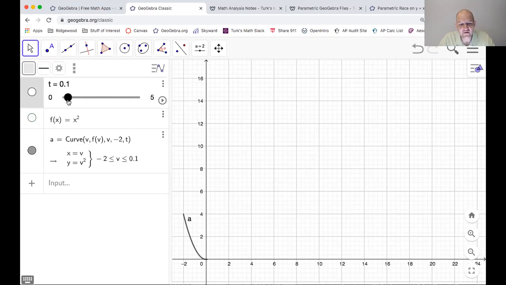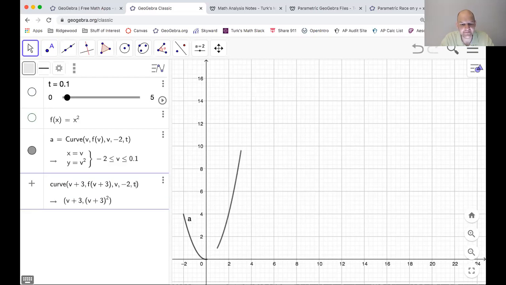So now my other parameterization, we're going to use curve again. I'm going to do v plus 3. And then f of v plus 3. So x is equal to v plus 3. Y is equal to the quantity v plus 3 squared, because that's f of v plus 3. And then I'm going to say v is my parameter. Let's go from -2 again, I guess, to t.